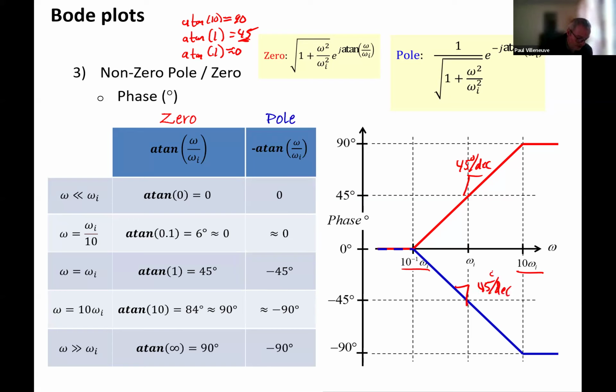Remember, the direction of going up or down just depends on whether it's a pole or zero, but the 45 degrees doesn't change. You can see here the error is a little more significant, because at 1/10 we get 6 degrees, but we approximate that as 0. And then at 10 times the break frequency, we're off by that value of 6. But to simplify things, the industry standards said, let's just use this approximation. This is how you calculate the gains and amplitudes, which we've calculated in the past.